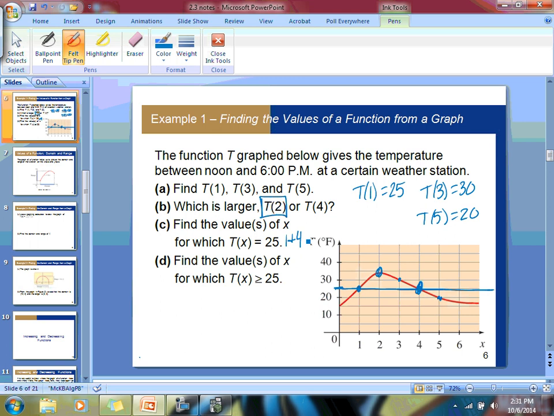And then for part D, find the values of x for which T of x is greater than or equal to 25. Well, I was at 25 at the first mark here, at 1, and then I'm above it all the way until we get to 4, where I'm equal to it, and then I drop down again. So I need to be between 1 and 4. Technically, you could probably say less than or equal to as well, depending on how you interpreted the graph and how you interpreted that information.